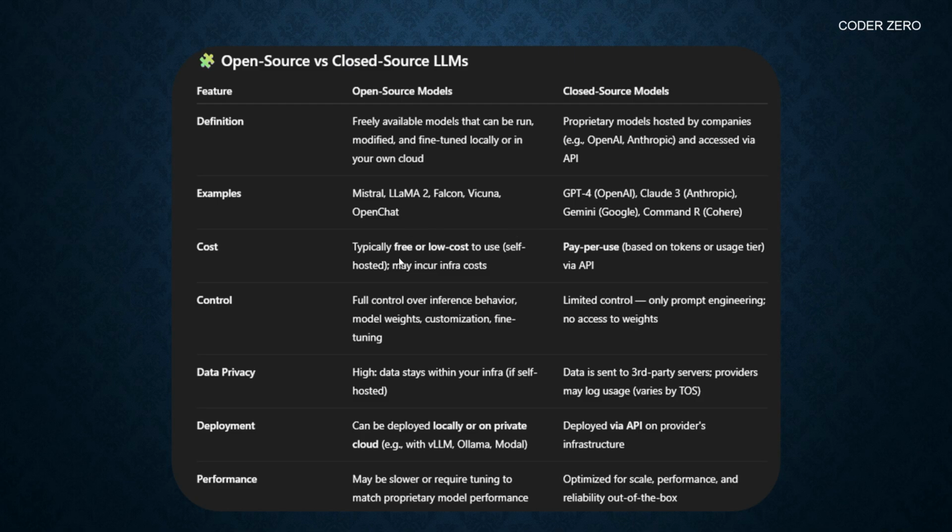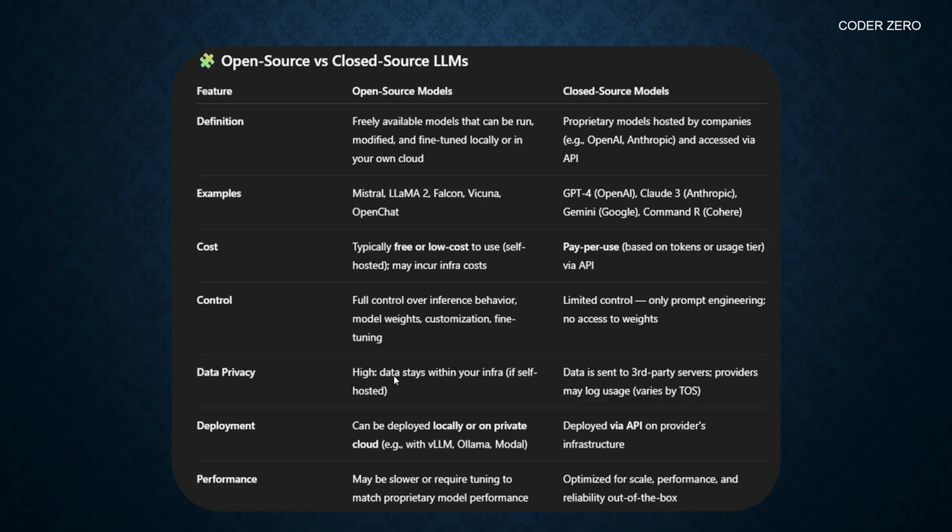Open source models are typically free or low cost to use. We may incur cost in case of infrastructure building to maintain and run these open source models. In case of closed source models, the cost will be pay per use. That means based on the token usage, we will be incurring cost. We have full control over inference behavior, model weights, and customization in case of open source models, while in case of closed source models, we have limited control.